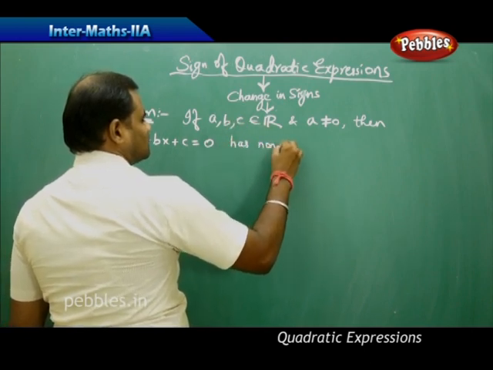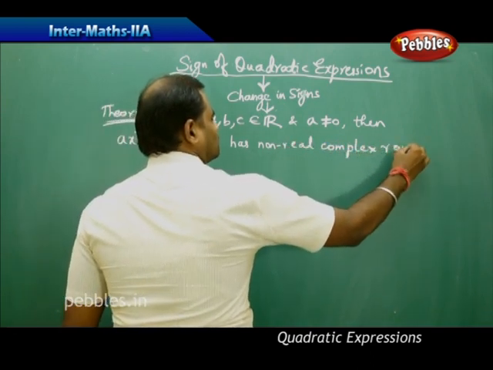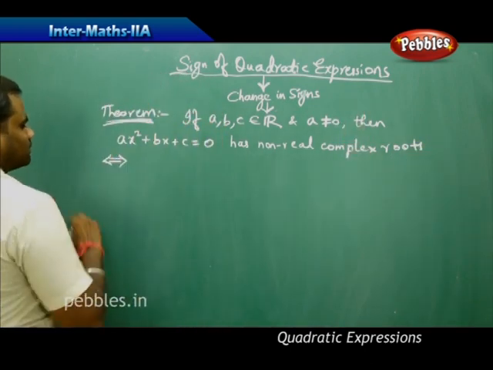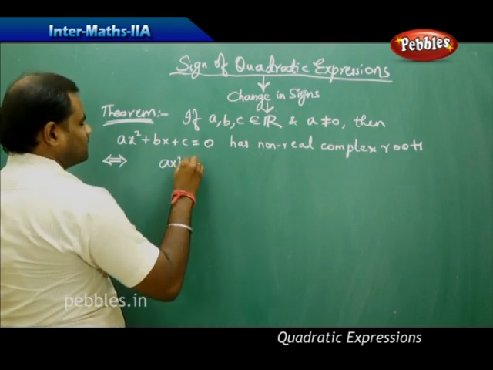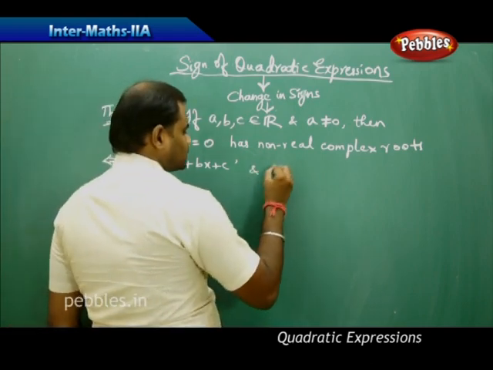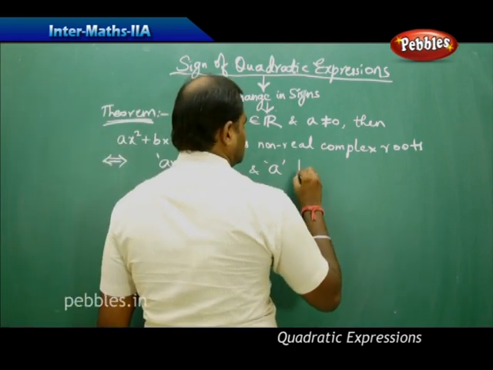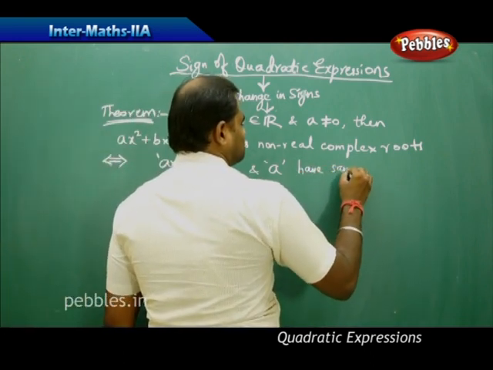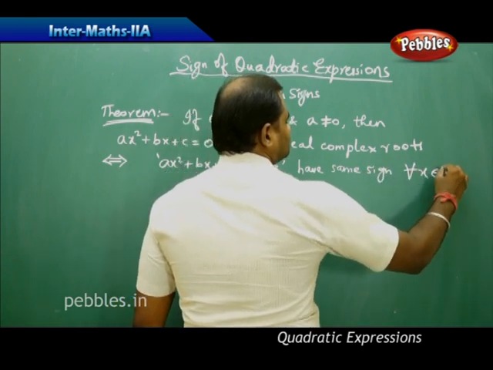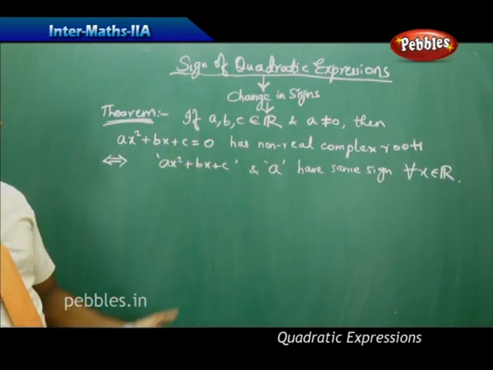has non-real complex roots if and only if the expression ax squared plus bx plus c and a, that is the coefficient of x squared, have the same sign for all x belonging to real numbers. So this is the statement which I'm going to prove.